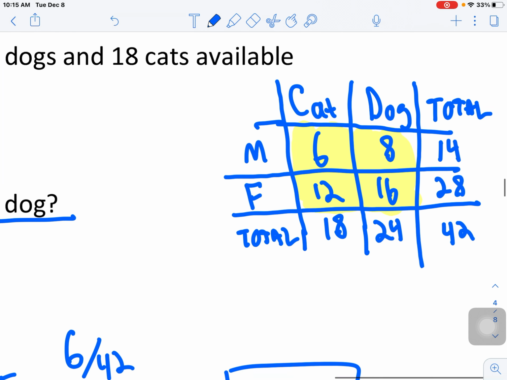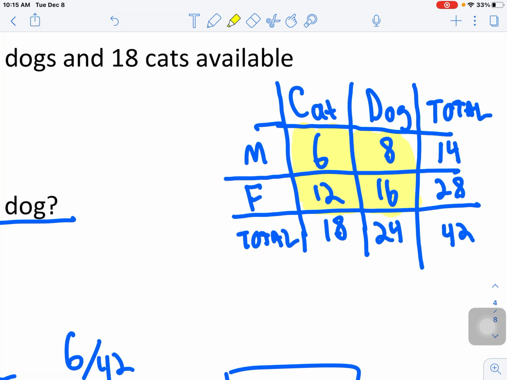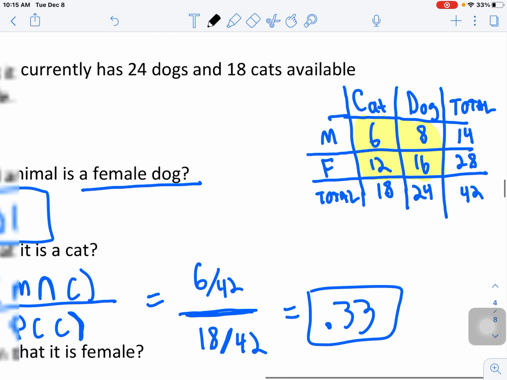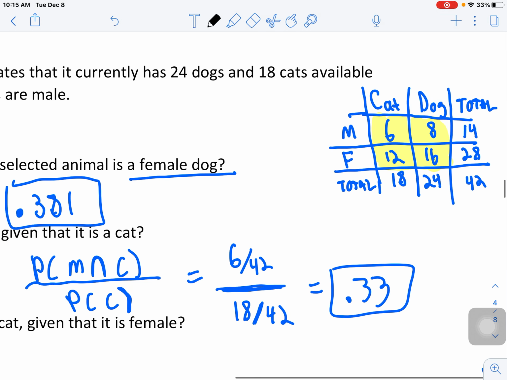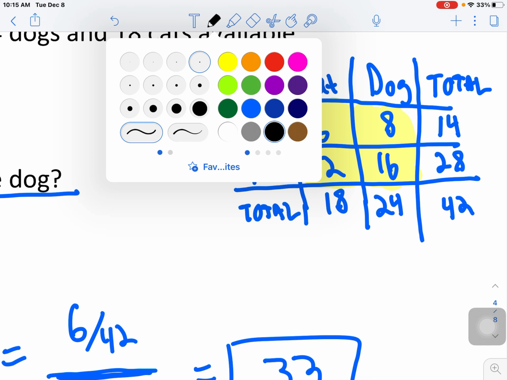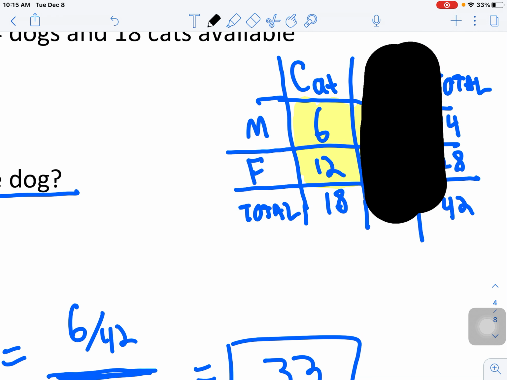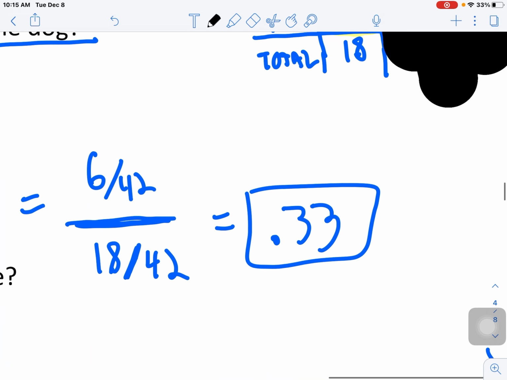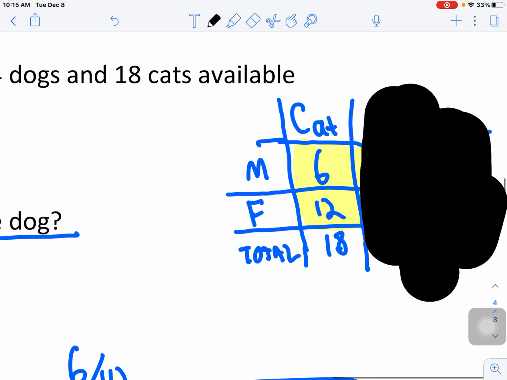And looking at this two-way table, picture this, guys. It's almost as if you're cutting part of this table out, right? We know that we're given that it has to be a cat, so we're literally just looking at the cats. So ignore this. And now it's that same question. What if I said, hey, what's the probability that we get a male? Well, it's 6 out of 18, which is 33%.